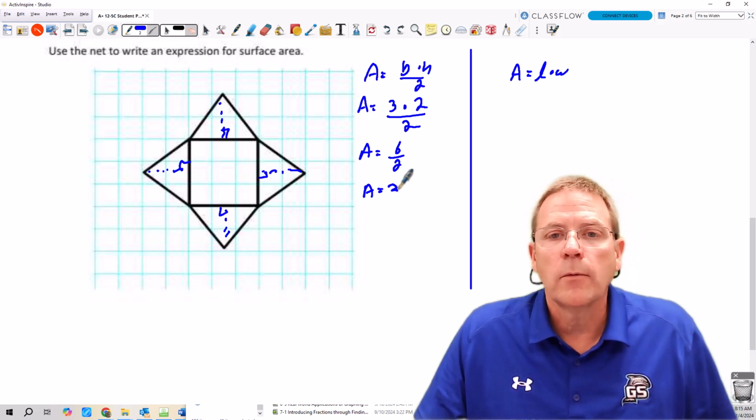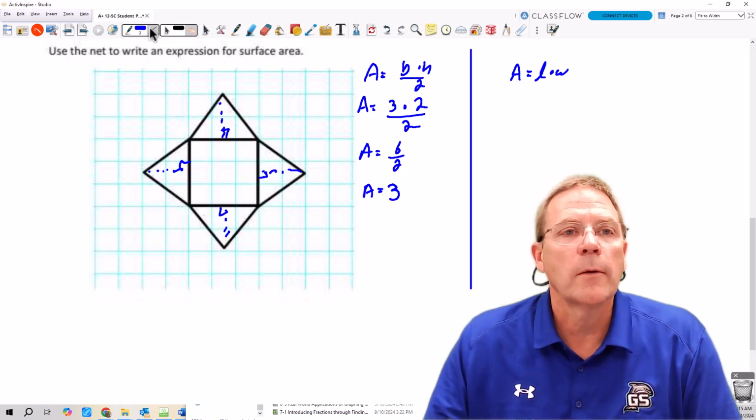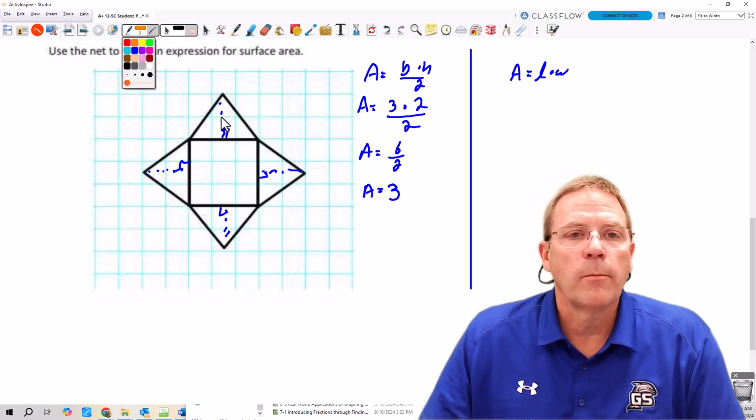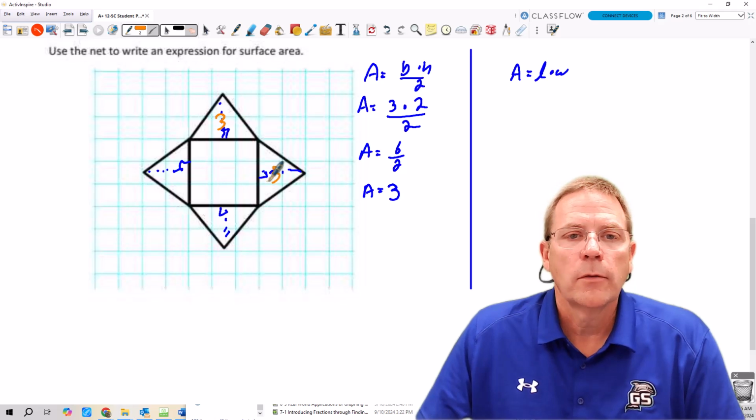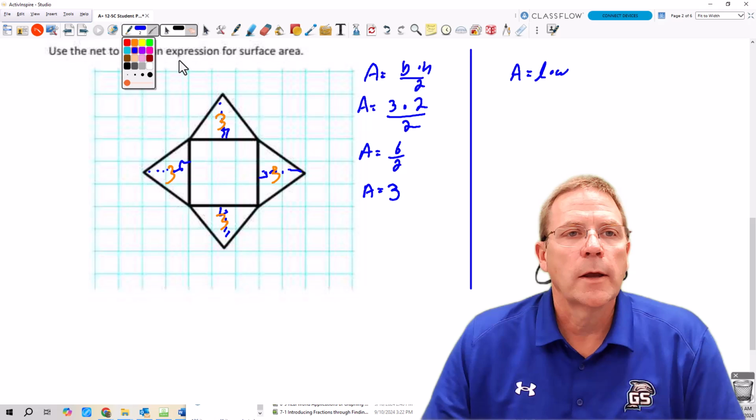That didn't write very well. Let's try that again. Units squared. And I'm going to use a different color just so it'll pop here a little bit. 3, 3, 3, and 3 goes into all my triangles.